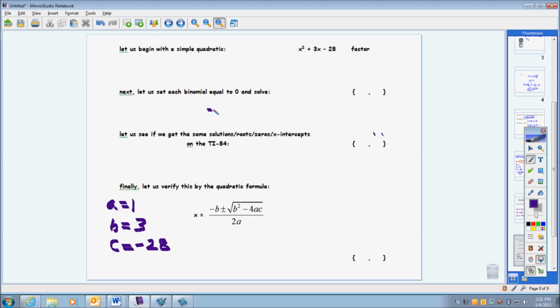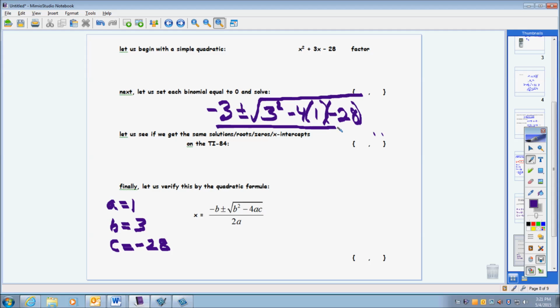Okay, so negative b, so negative 3, plus or minus the square root of 3 squared minus 4 times a times c. I'm going to do it kind of fast. If you're just watching, that's fine. You will get this formula on your formula sheet. So if you get a problem like this on the SOL, and most people will just use the graphing calculator anyway, they won't use the quadratic formula. But I just want to show you how to use it. And then all over 2 times 1.